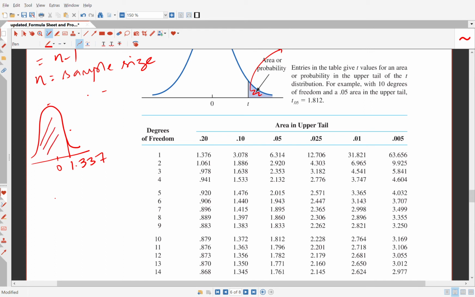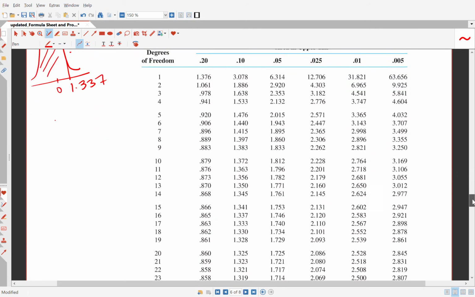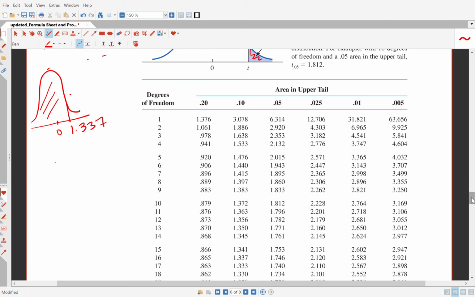Now for 16 degrees of freedom, I'm just going to go down a little bit. So for 16 degrees of freedom, 1.337 is here, and we want the area to the left. So area to the right is 0.10. If this is 0.10, then how much is this? This is 1 minus 0.10, which is equal to 0.90, and that is the answer for part B.